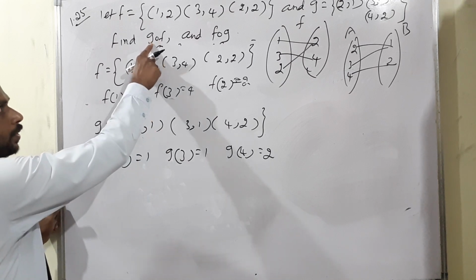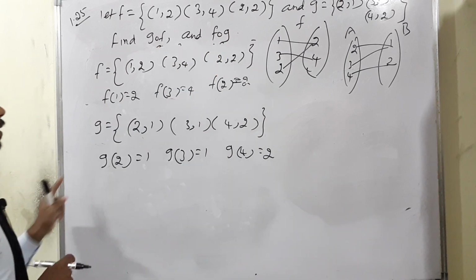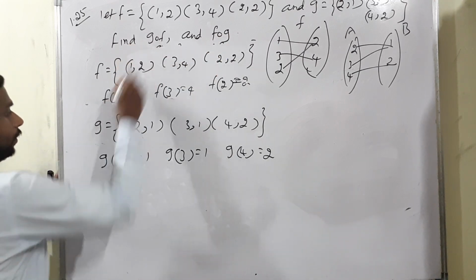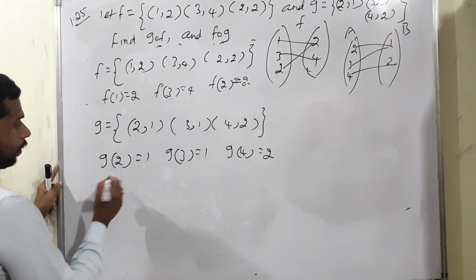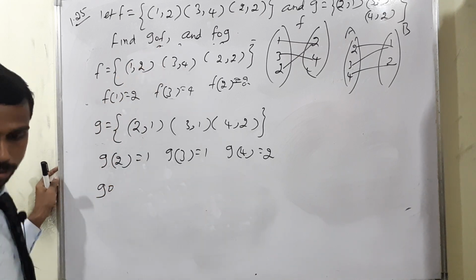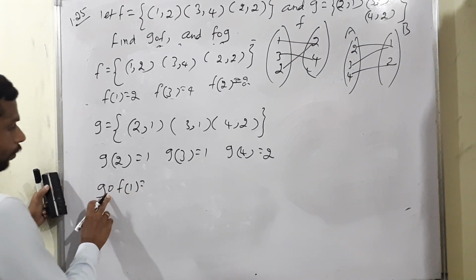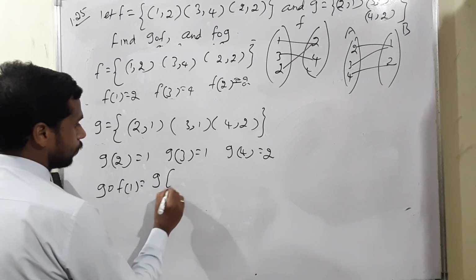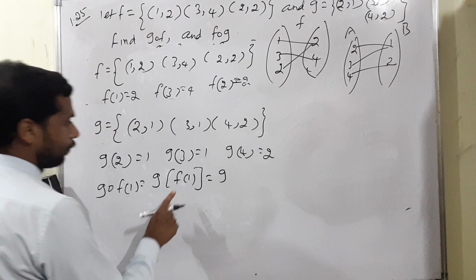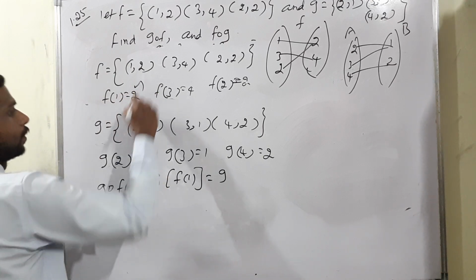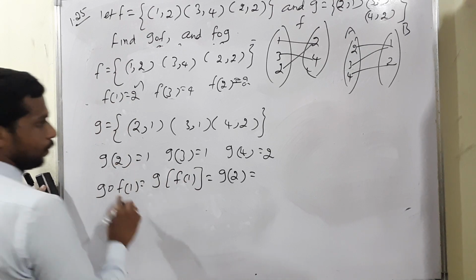f is a composite of g and g is a composite of f, that is g∘f and f∘g. First I am moving to g∘f. For g∘f, first take the f value. g∘f of 1 means g of f of x, so g of f of 1. Now what is the value of f of 1? f of 1 is equal to 2. Now g of 2 is equal to what? The answer, g of 2 is equal to 1.